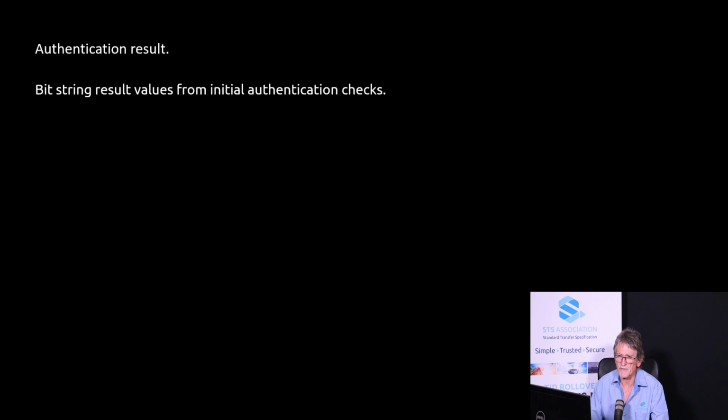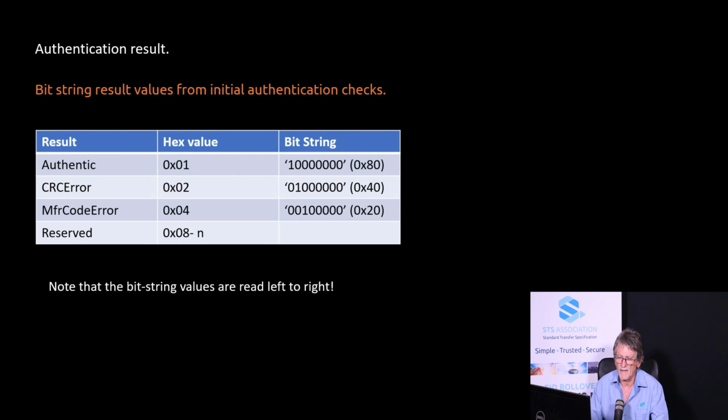Let's look at these in turn. The authentication result is a bit string, which contains result values from initial authentication checks of the token that it has just received. Typically, if the token is authentic, the bit string would be 80 hex. Now, please remember that the bit string is actually reversed, so the least significant bit is on the left. CRC error is 02.